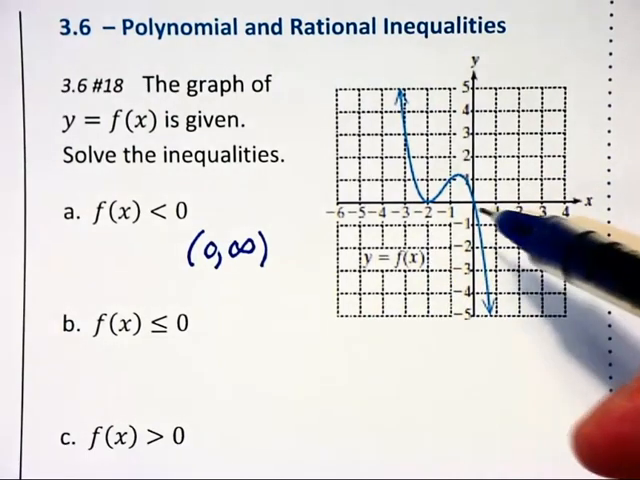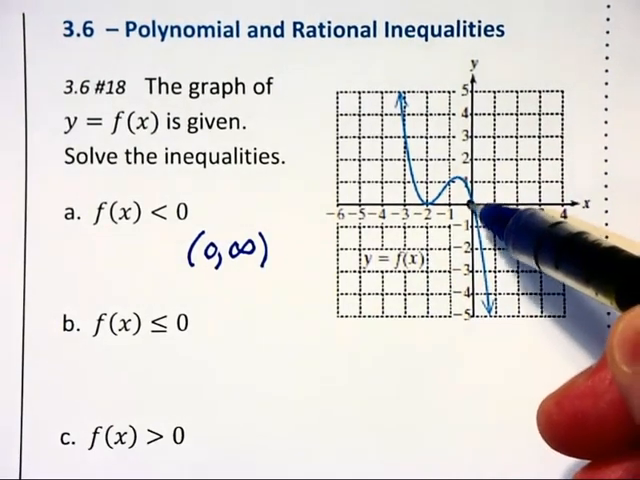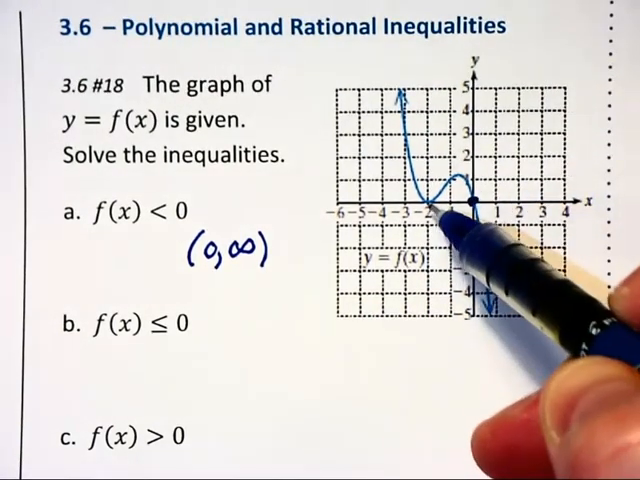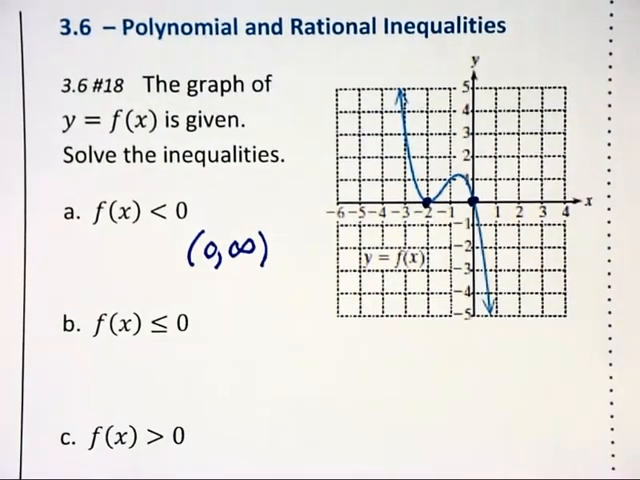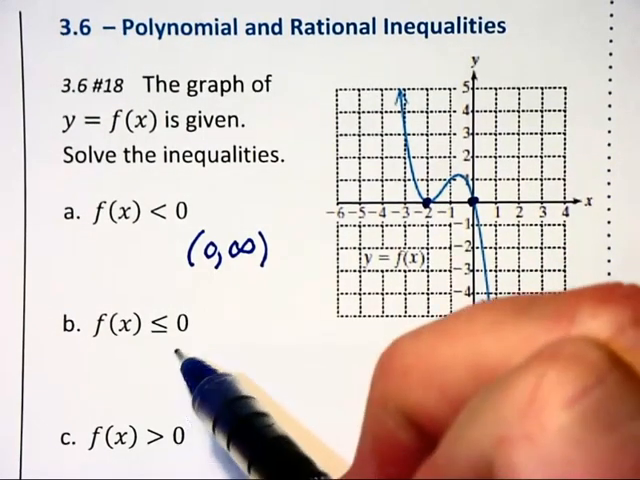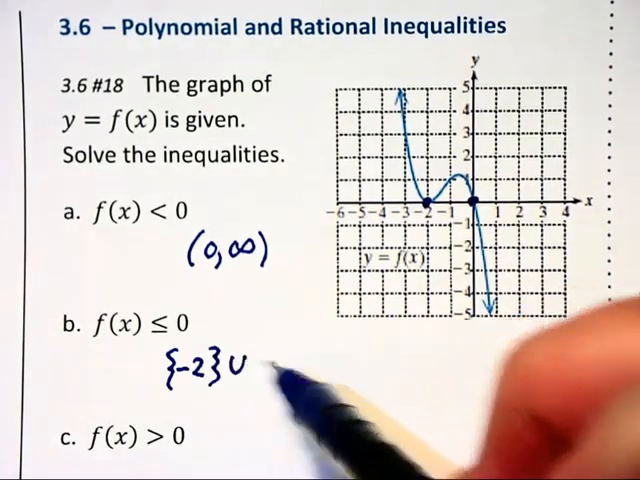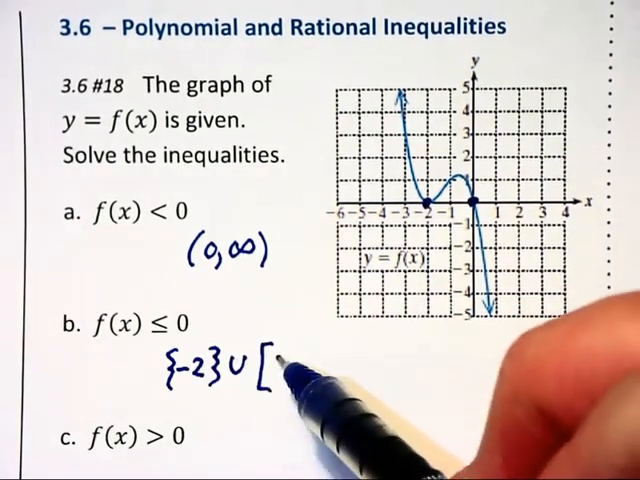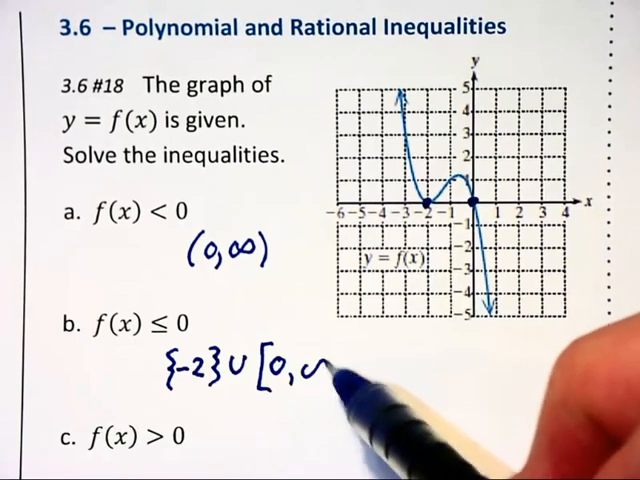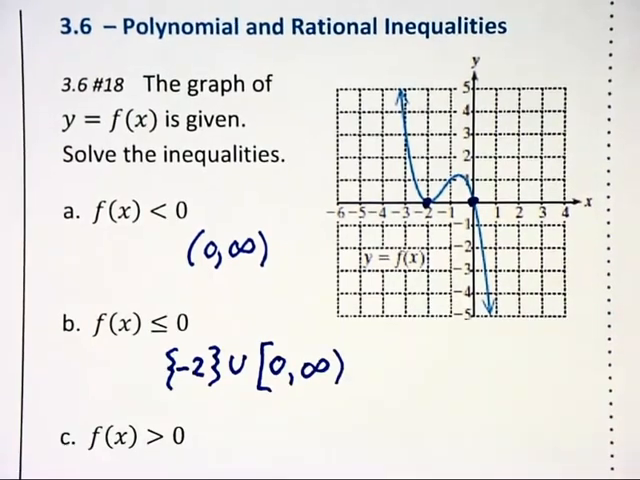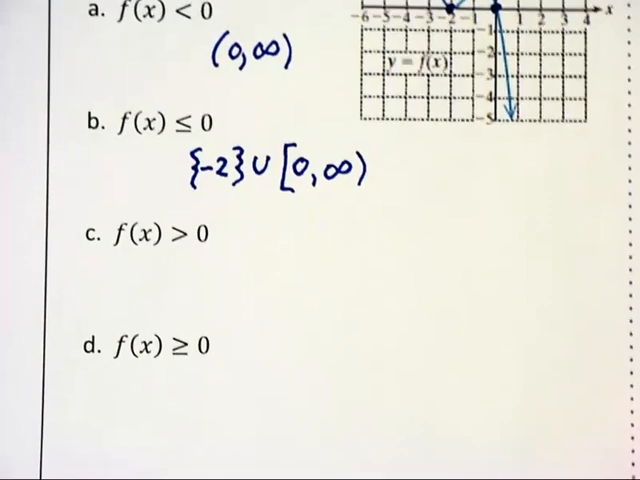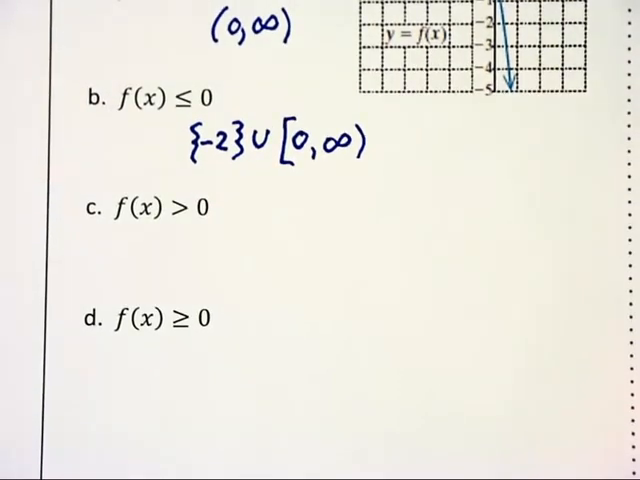Where is the graph less than or equal to 0? Well, now we will include x equals 0, but we also have another point at -2 to include. So we will state that the set is -2 united with the interval from and including the 0 on up to infinity. We now ask, where is the graph above the x-axis?